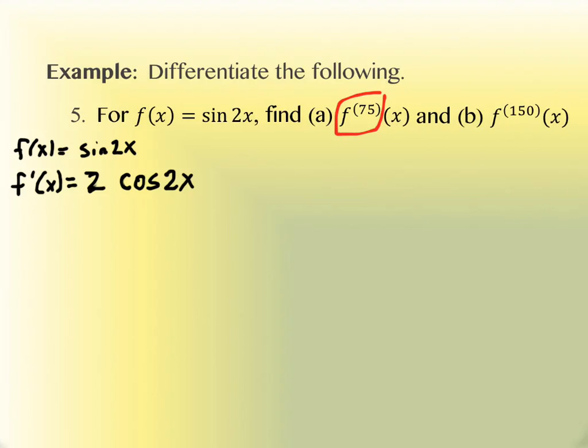Everybody good with that? That was a chain rule, because the 2x is inside of the sine. So the derivative of sine is cosine, right? So there's that cosine 2x, and the derivative of the 2x is the 2, so there's the 2, and I just wrote it in front instead of the back. Is that okay? We're going to do a second derivative.